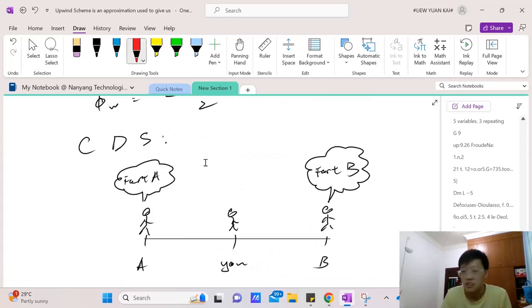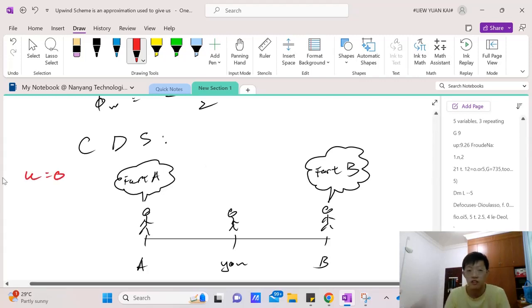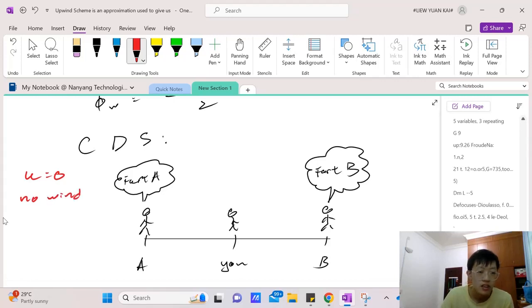Let's think about it. The extreme case of low wind speed is when the wind speed is 0, so there's no wind at all. When there's no wind, the only way for the farts to reach us is by diffusion. I think most of you know what diffusion is. Diffusion is the spreading of a substance from high concentration to low concentration.